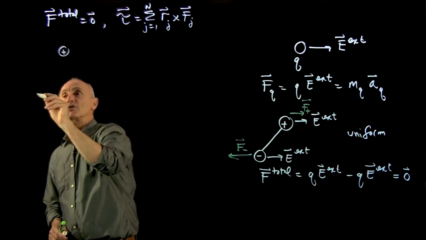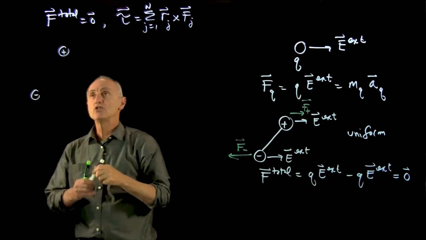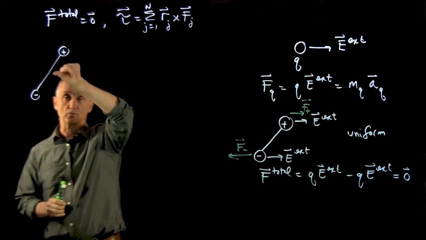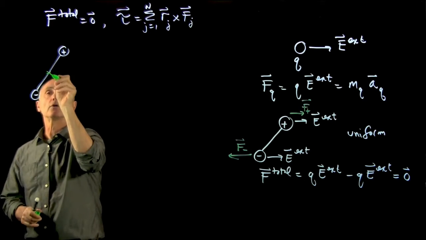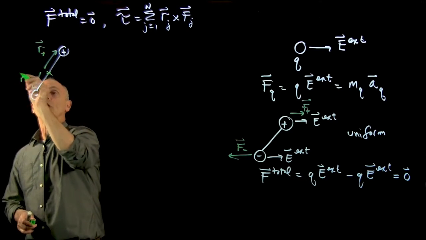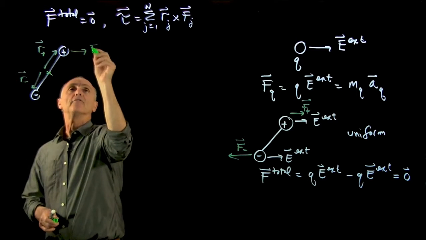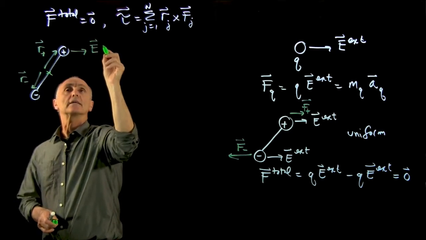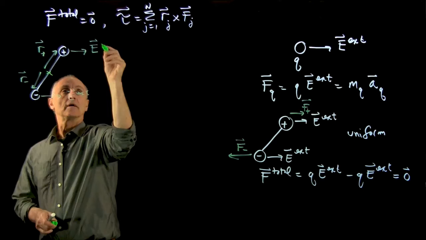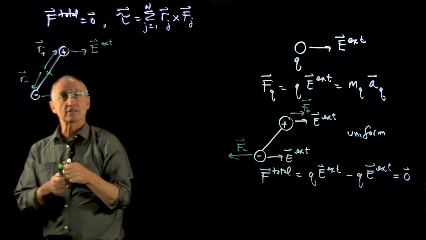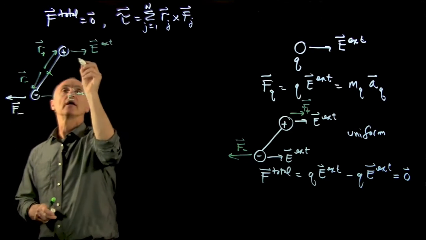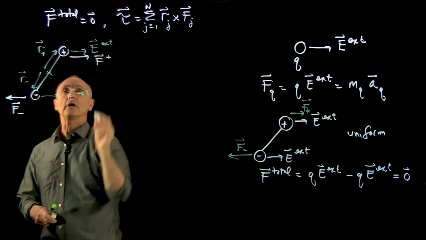Well, let's draw our objects again, plus and minus. Just to start with, this is a massless rod, and now you can see why we want a massless rod, because this object will rotate. Let's consider the center of mass. We'll draw r plus, and we'll draw r minus. And we have E external acting on this one. But remember, the force is a little bit different. We have F minus, and up here we have F plus.